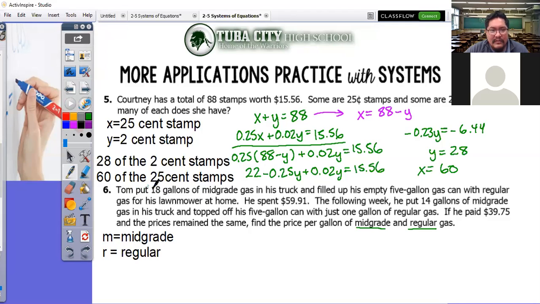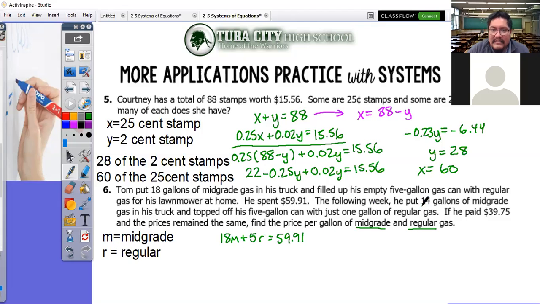Let's put down our first clue. 18 gallons of mid-grade gas, so 18M plus, and this is a tricky one because it says an empty 5-gallon can. So it's starting empty, and he fills it up with regular gas. That means he bought 5 gallons of regular gas, and this was $59.91.